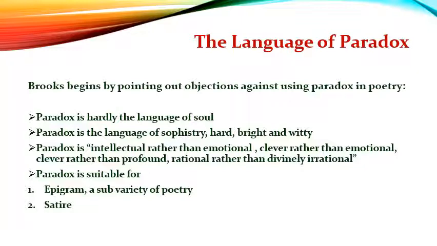So the point is that paradox is not considered to be a suitable language for poetry, because poetry is something which is more for emotions rather than the intellect, and poetry is considered to be something which appeals to the soul and originates from the soul. So the traditional criticism doesn't look at paradox as a suitable form or language for poetry. They find that paradox is suitable for epigram. Epigram is a sub-variety of poetry. The very short poems filled with meaning, they are the epigrams. Then secondly, there are the satires. So the traditional critics think that paradox is suitable as far as satire is concerned.